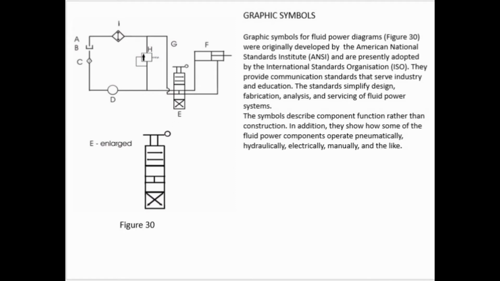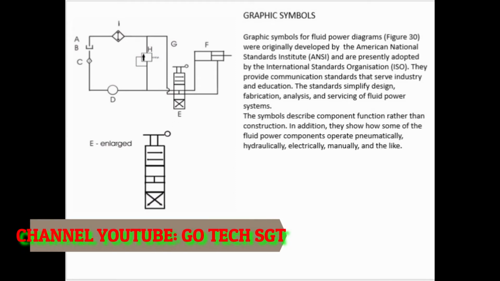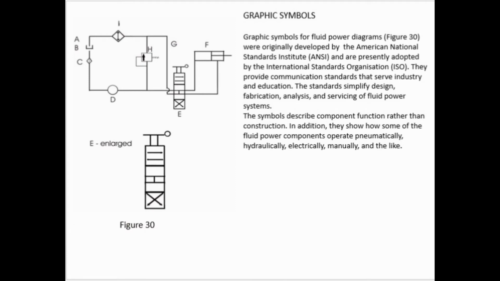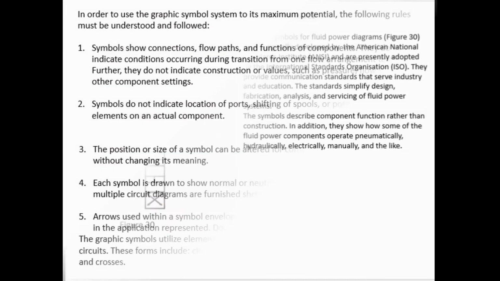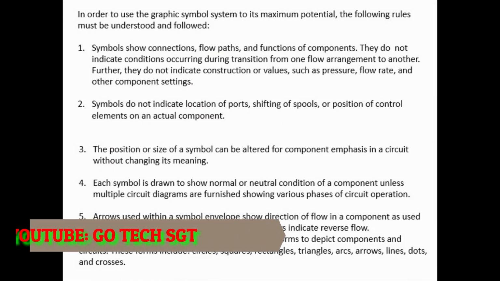Graphic symbols. Graphic symbols for fluid power diagrams, Figure 30, were originally developed by the American National Standards Institute, ANSI, and are presently adopted by the International Standards Organization, ISO. They provide communication standards that serve industry and education. The standards simplify design, fabrication, analysis, and servicing of fluid power systems. The symbols describe component function rather than construction. In addition, they show how some of the fluid power components operate pneumatically, hydraulically, electrically, manually, and the like, in order to use the graphic symbol system to its maximum potential.